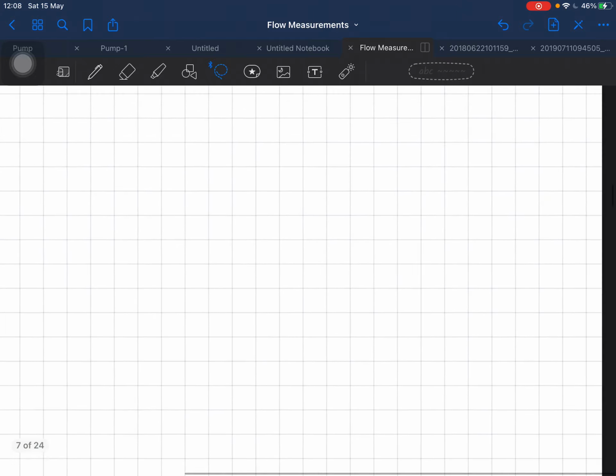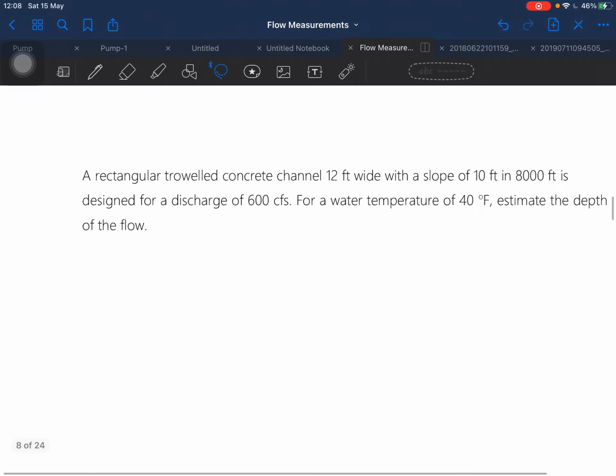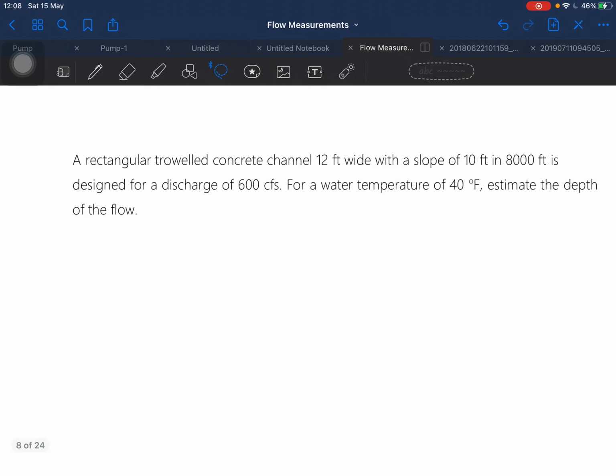So then we can continue to this one. A rectangular troweled concrete channel, 12 feet wide, with a slope of 10 feet in 8,000. So this will be 10 over 8,000, which is 0.00125. Yep. And then we have a design discharge of 600 CFS, cubic feet per second, for a water temperature of 40 degrees Fahrenheit. So estimate the depth of the flow.